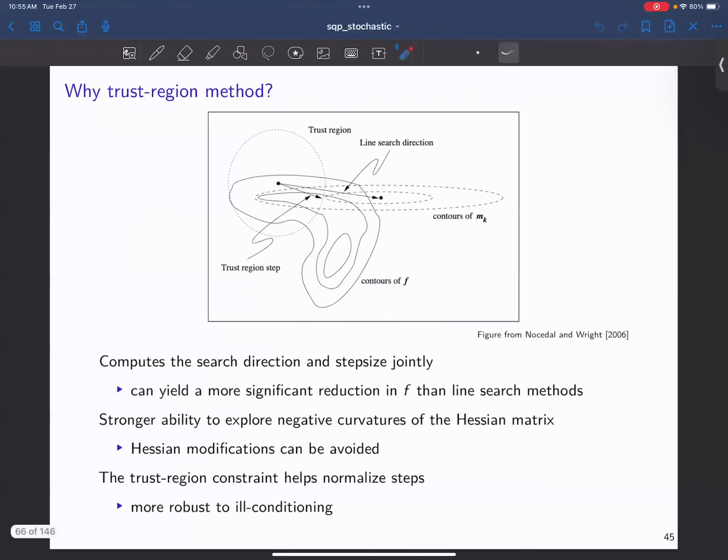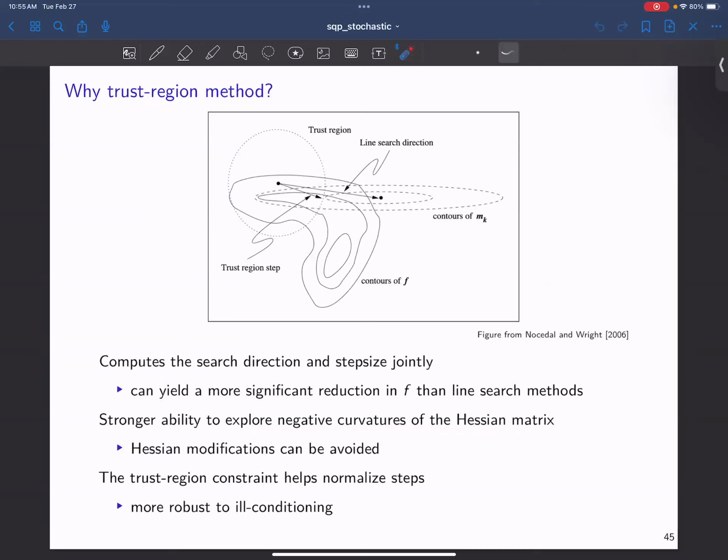And so this has some benefits. Experimentally, it works better in many problems. It also allows us to use a negative definite Hessian matrix. We don't need to modify it to be positive definite, like in line search.